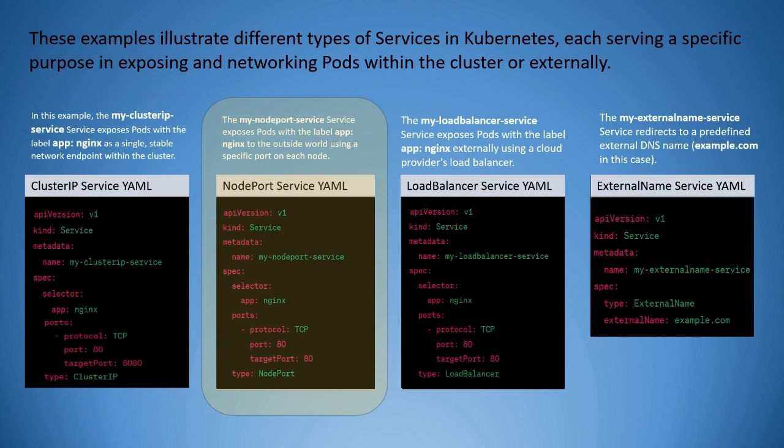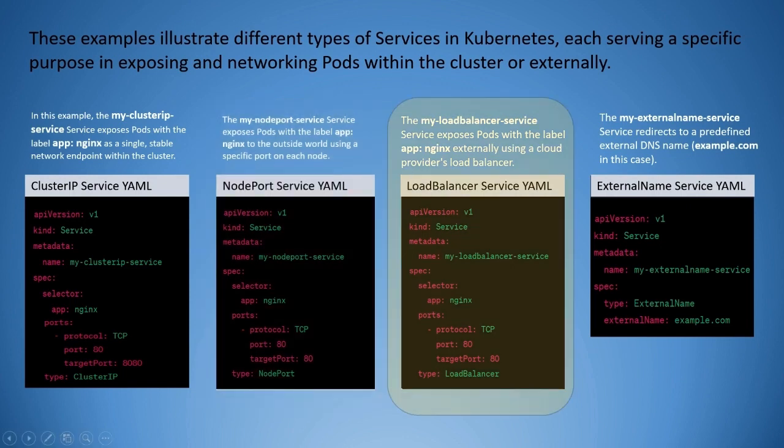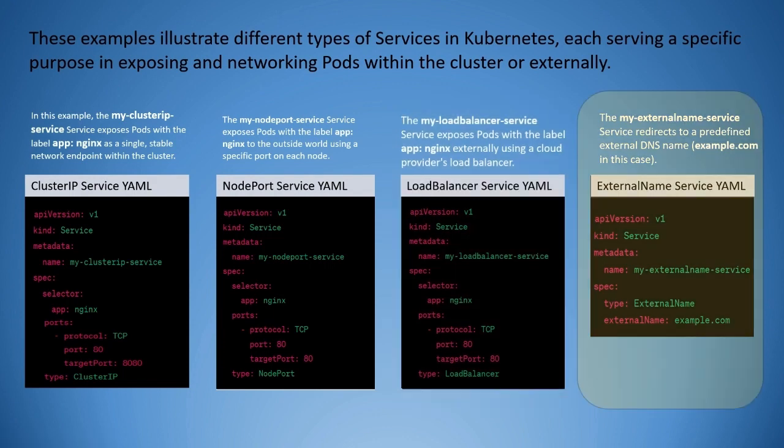The service named MyNodePort exposes pods with the label app: nginx to the outside world using a specific port on each node. Here, the service named MyLoadBalancer exposes pods with the label app: nginx externally using a cloud provider's load balancer. In this example, the MyExternalName service redirects to a predefined external DNS name, example.com.